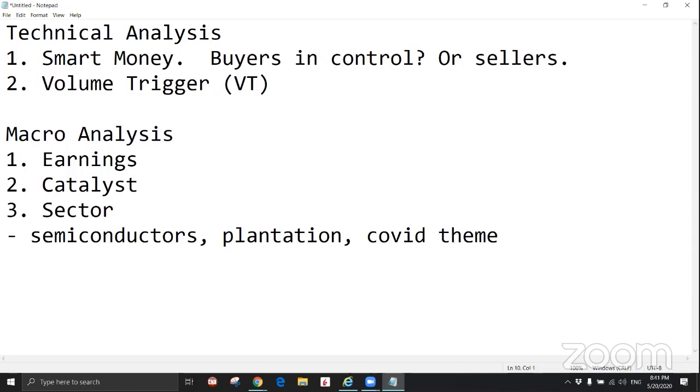Then those that I know of but didn't trade are construction, and then you have the oil players. We call them oil stocks in the market. So 1, 2, 3, 4, 5. This year I have only looked at these five sectors.